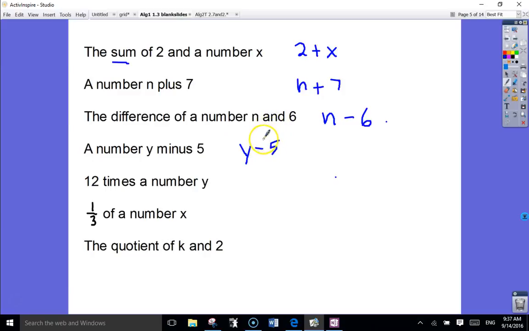How about the next one? 12 times a number y. 12y. How about 1/3 of a number x? Yeah. So when you wrote down that list, when they said multiplication, they used the word "of". That's what they mean, right? If you say 1/3 of something, that means multiply.